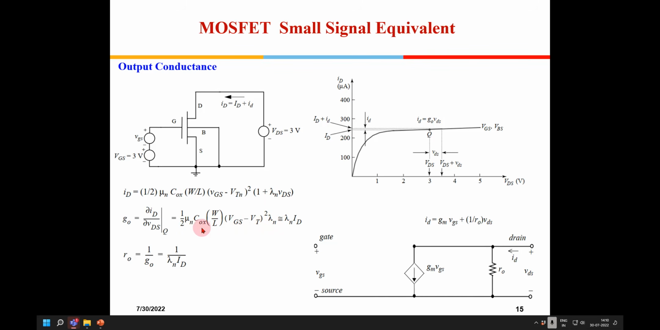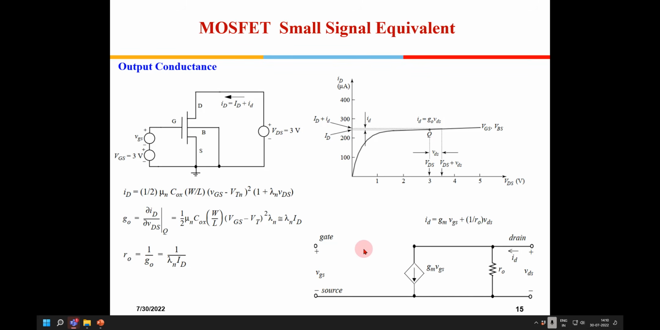This is approximately equal to I_D, so I write it as I_D. So I get the value of r_0. So this is r_0, right? Is this okay? Output conductance. This is also known as 1 by g_0. Is it okay? Same thing, right?